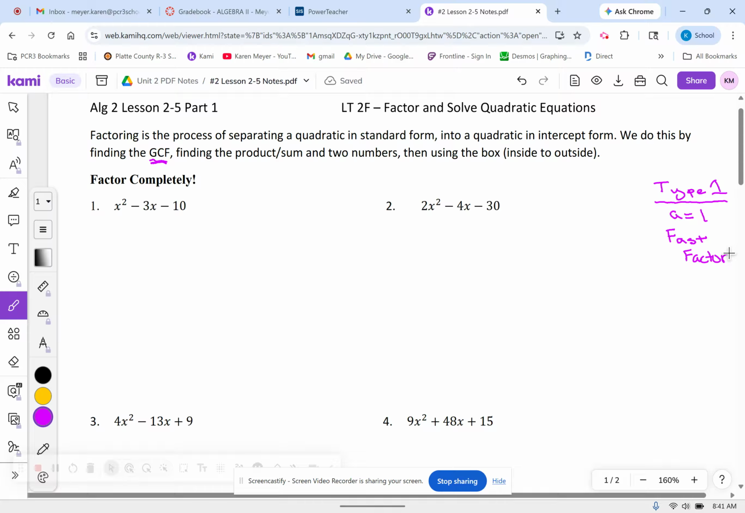Okay, so here we go. First thing we do is we check for a GCF. There's not a number in front of x squared. That makes it a 1. So does anything go into 1, 3, or 10? And hopefully you say no. So no GCF.